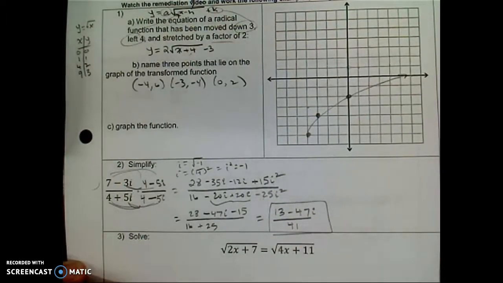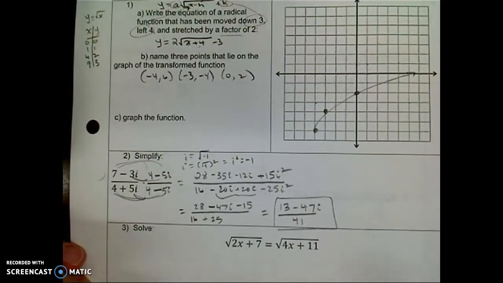So now the i term in the denominator no longer exists. I've rationalized the denominator by multiplying through by the conjugate.